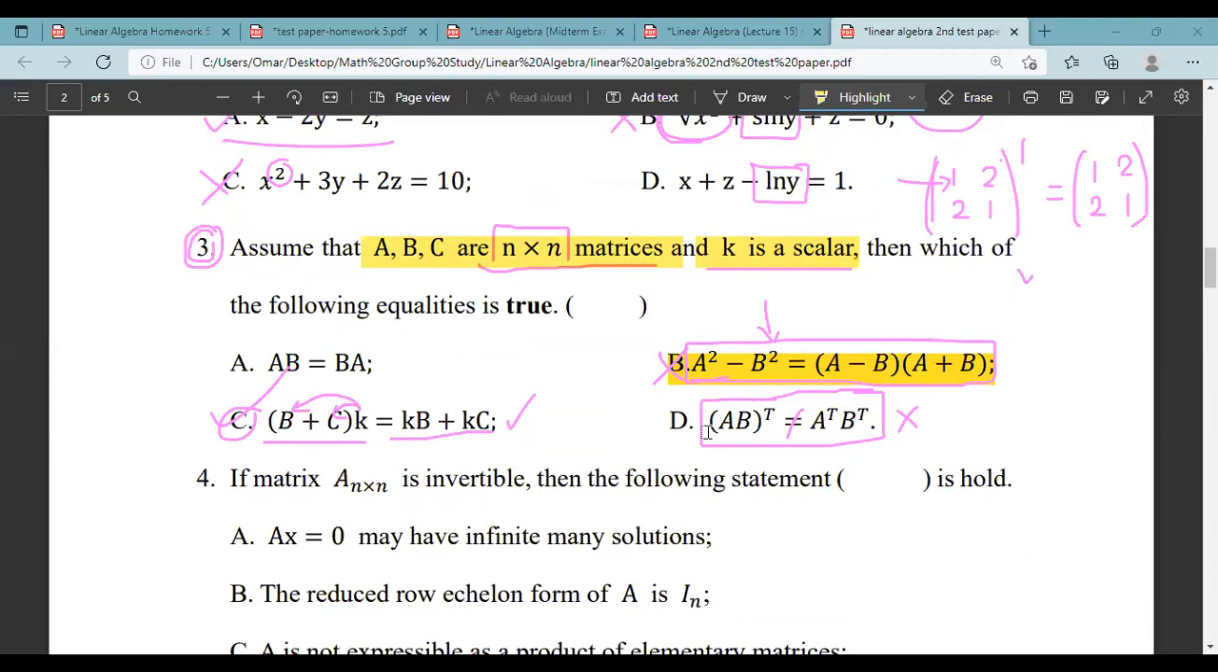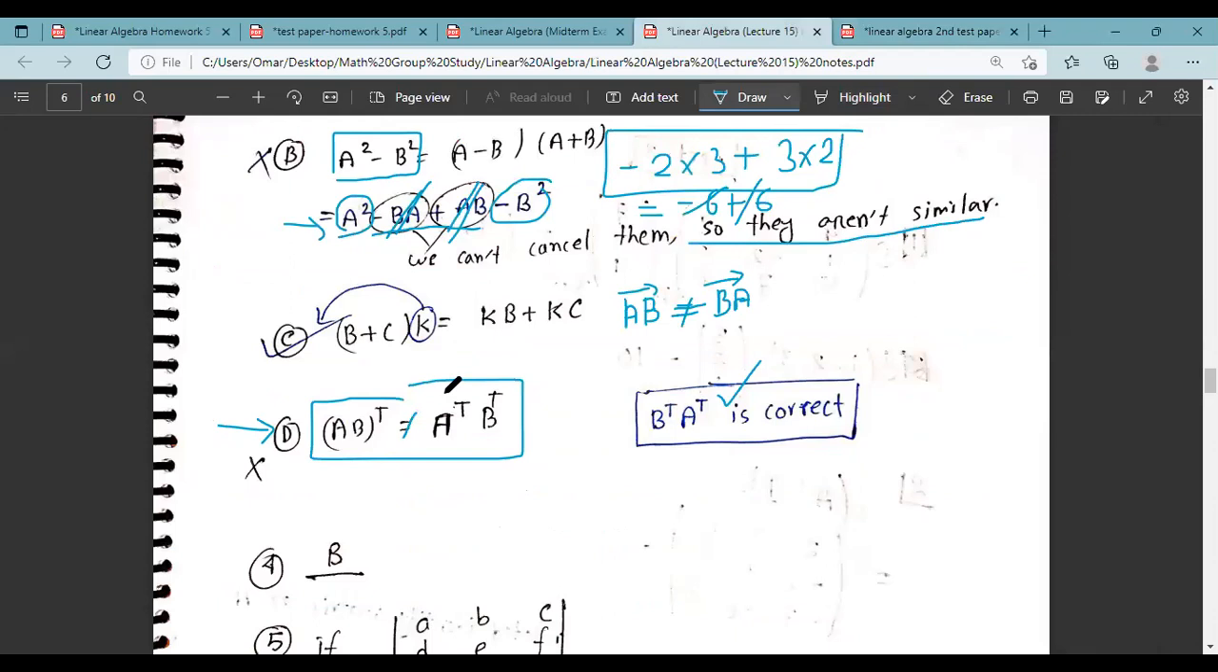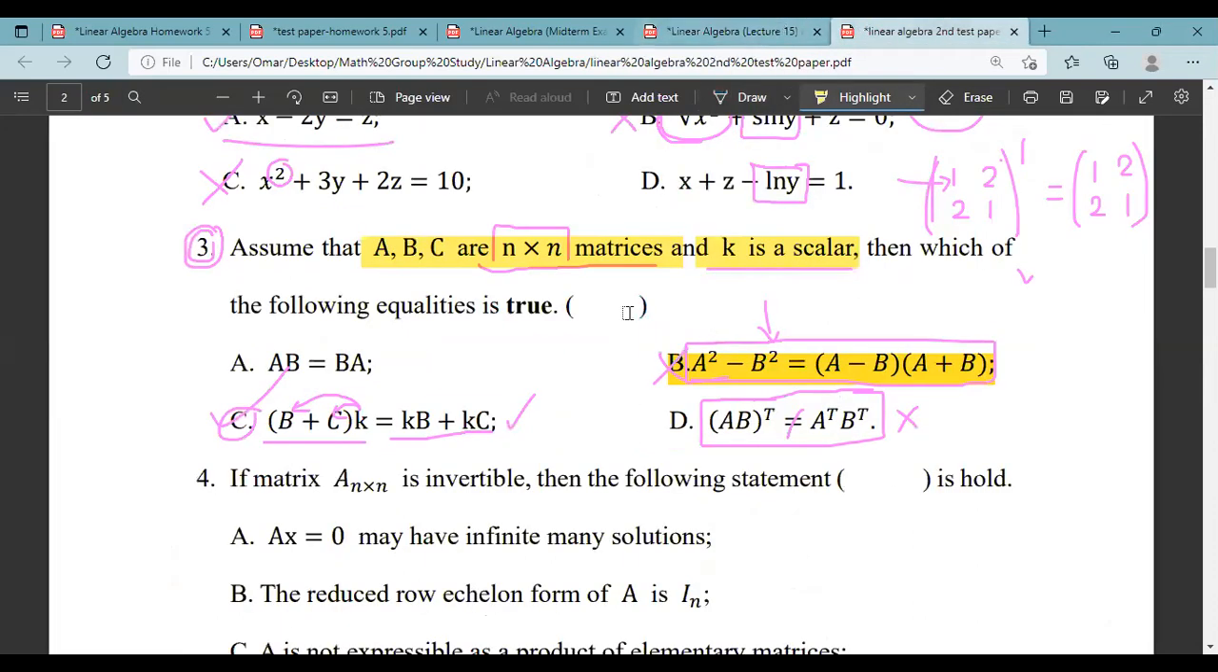Okay, so from the formula, assume that A, B, C are 1 by 1 matrices. AB transpose scalar. From the formula, the transpose of the AB matrix is B transpose into A transpose. Okay, this one is correct, so it is the opposite form, maybe. From the formula this is not correct. So that's why this is not our answer.